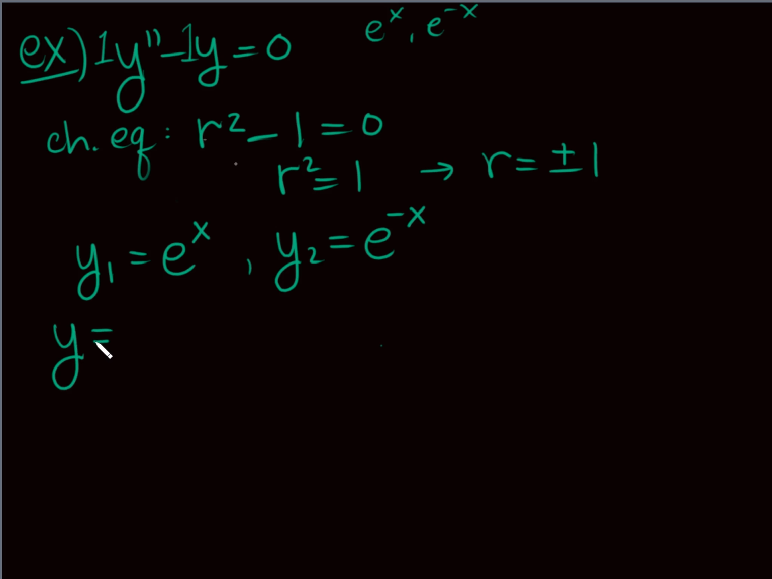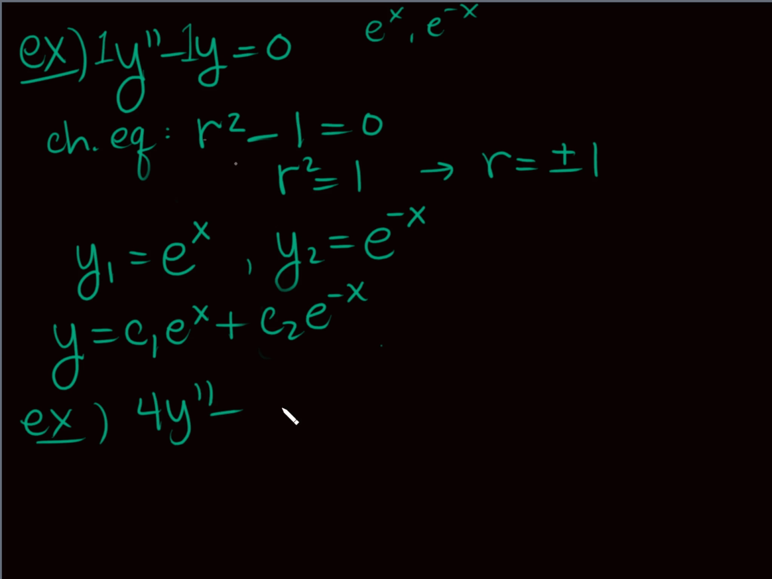And what is a general solution then to this equation? C1 e to the x plus C2 e to the negative x, which we already showed was true. We know that. Let's do another one of these really quick. What about 4y double prime minus y prime minus 3y equals 0?